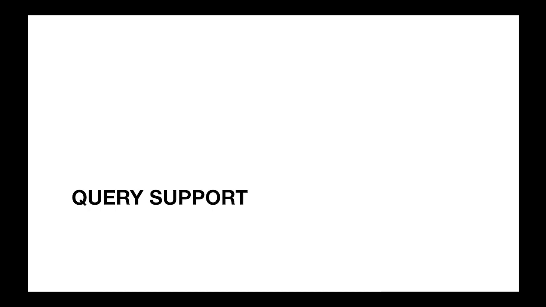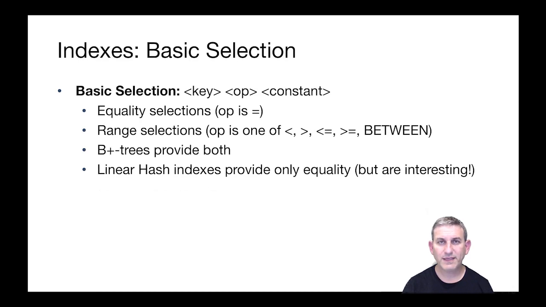Query support. When we think about indexes, usually we think about using them for a basic selection query, a query of the form key operator constant, something like, age less than 20. So what we want to look at first here is what operators does the index support? A typical one is an equality operator for equality selections, like age equals 42.